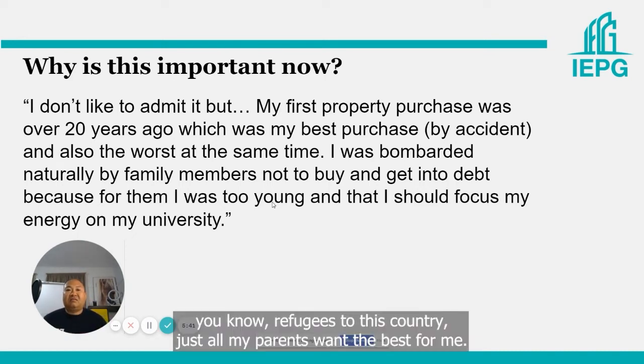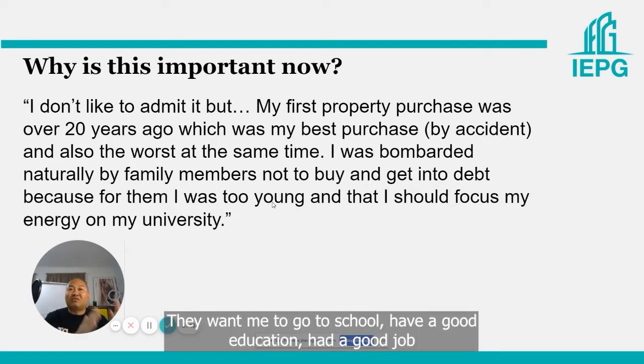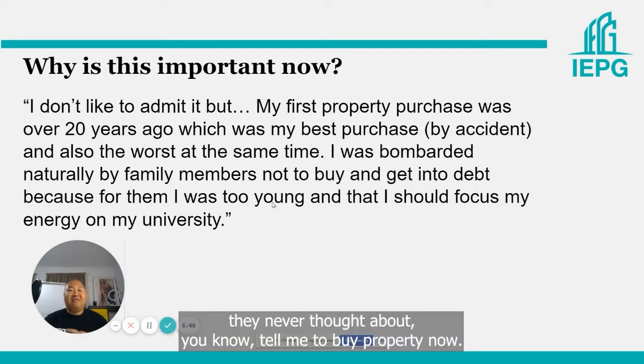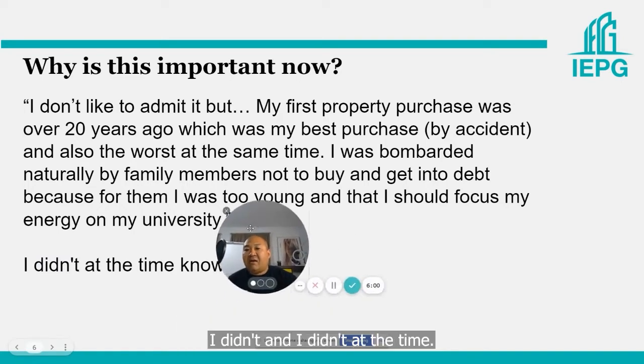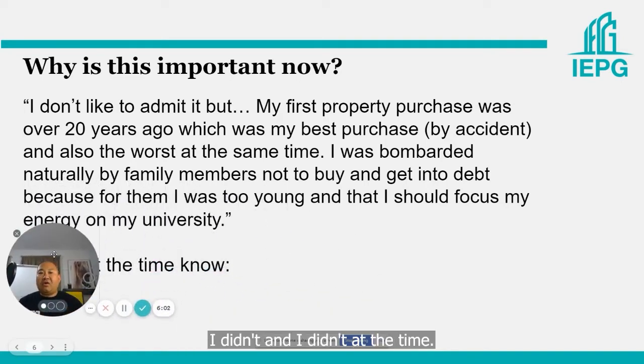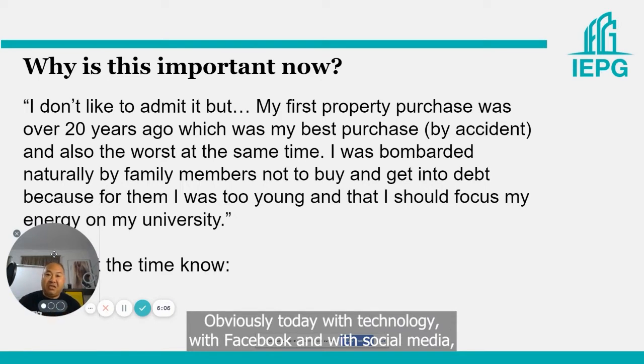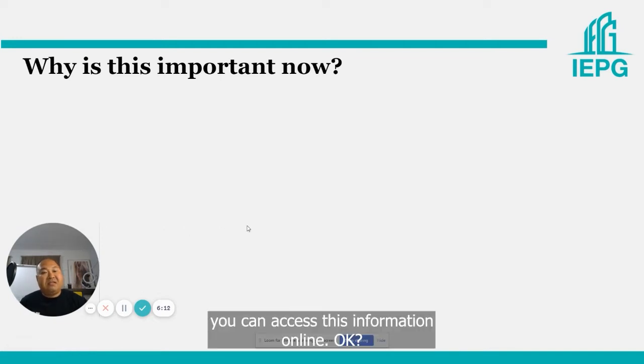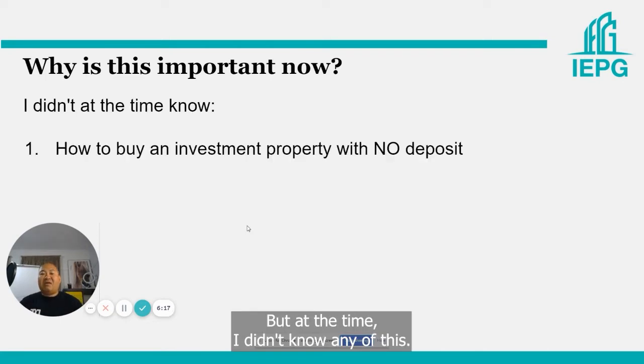We're all refugees to this country. That's all my parents want, the best for me. They want me to go to school, have a good education, have a good job. Okay. They never thought about telling me to buy property. Now, I didn't at the time know what I know now. Obviously, today with technology, with Facebook, and with social media, you can access this information online. Okay. But at the time, I didn't know any of this.